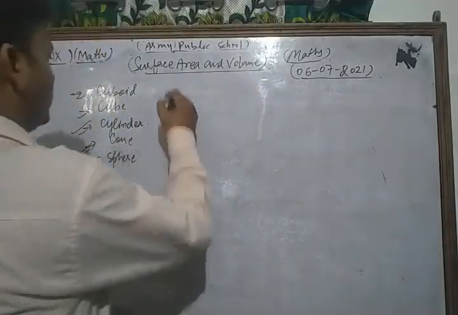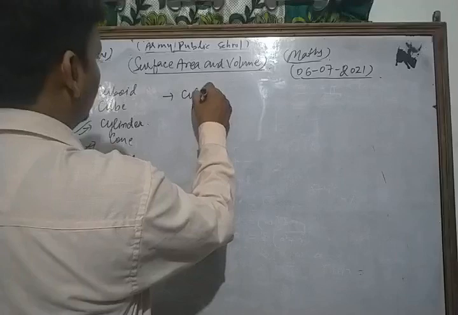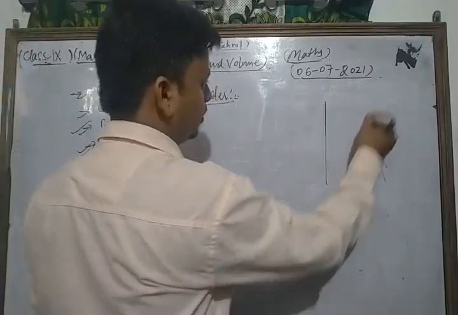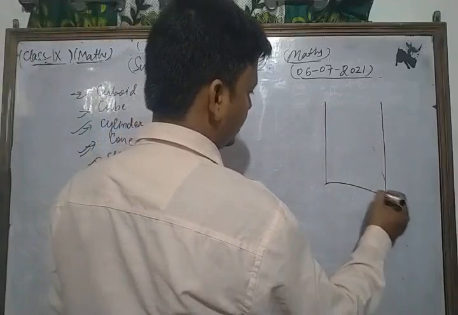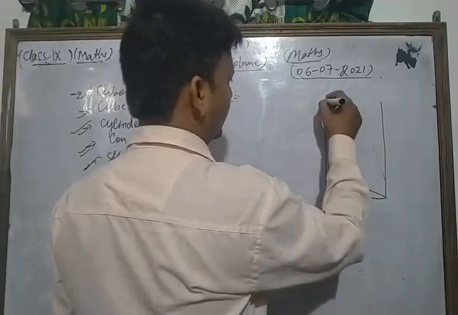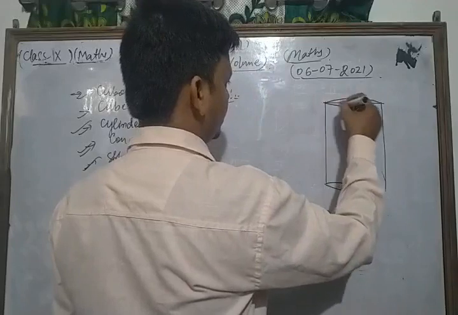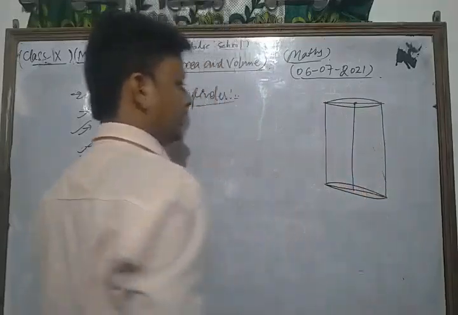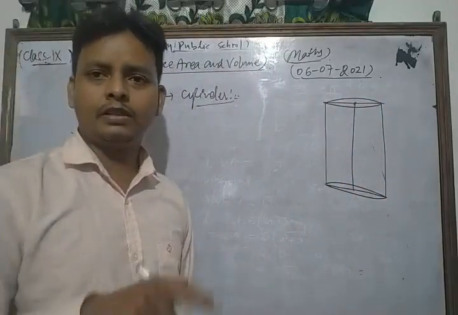Now we are going to discuss the cylinder. You know that the shape of the cylinder is what? This is the shape of the cylinder, and its two ends are in the form of a circle.